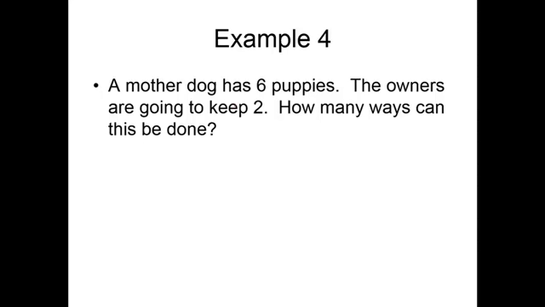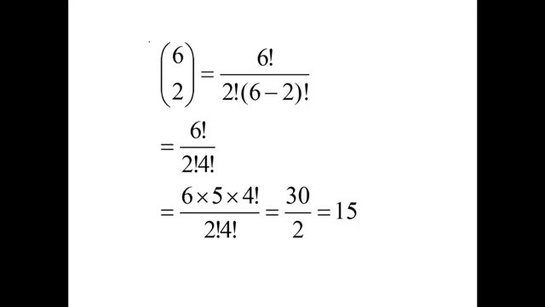Okay, example 4. A mother dog has 6 puppies. The owners are going to keep 2. How many ways can this be done? And again, this is a combination problem. Here I'm using the symbol 6 choose 2. I could have just as well done 6C2, right? Because they mean exactly the same thing.